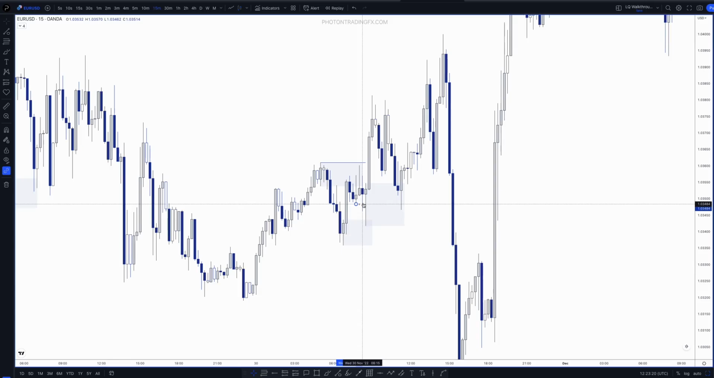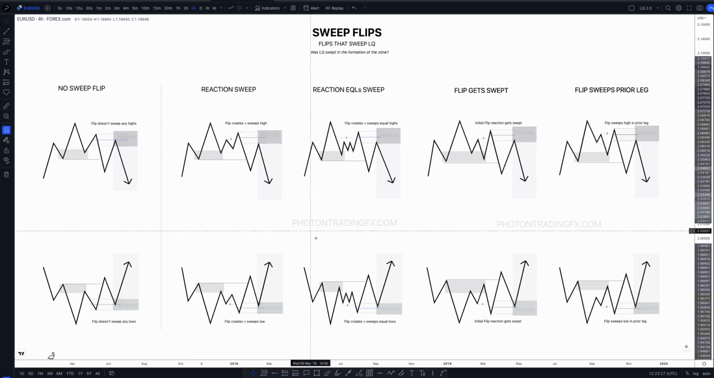Okay, so this type of, let me just draw on the thing, the sweep. This would be when the initial reaction gets swept, okay? So if we look back at the examples here, it would be this one, okay? So price comes into supply, initial reaction, it moves up. We don't break structure or get the failed reaction just yet. We sweep it and then we go. That's what we're looking at here.